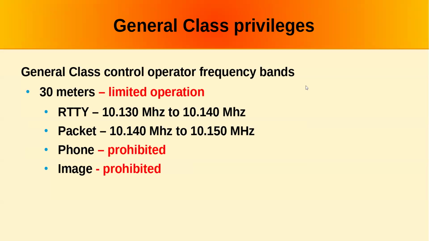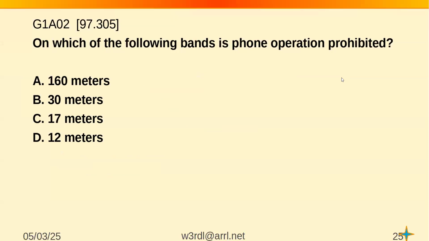30 meters. The generals have limited operation. They can do RTTY from 10.13 to 10.14, packet radio, which I guess is WinLink, Pactor, that kind of stuff, from 10.14 to 10.15. No phone and no images on 30. I guess image also means no slow scan TV. Which of the following bands is phone operation prohibited?